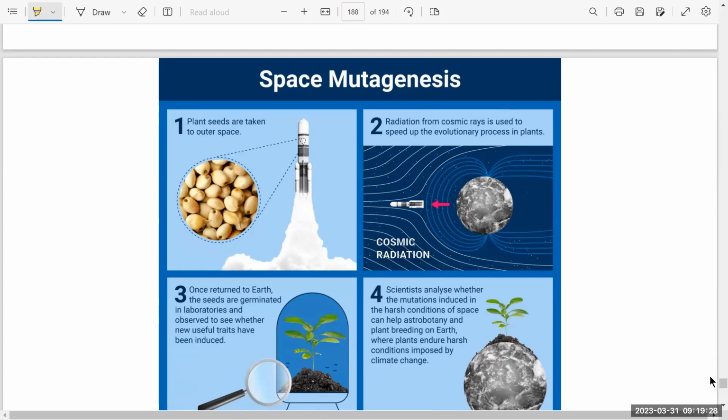So this is really interesting. They take plant seeds to space, and space has so many cosmic radiations. So radiation from cosmic rays is used to speed up the evolutionary process in plants. Then they return these seeds to the earth and regrow them to see whether they have some kind of advantage. Now, this doesn't guarantee it always makes better versions. It could also make a worse version, but there's a chance of having better versions.